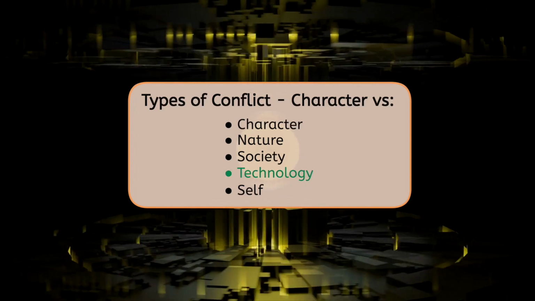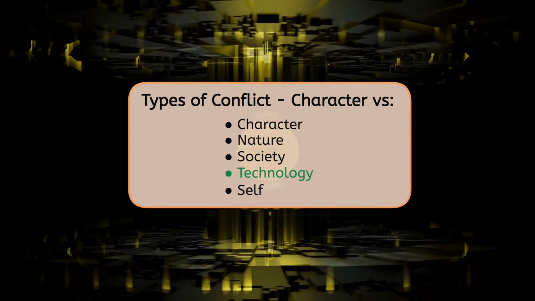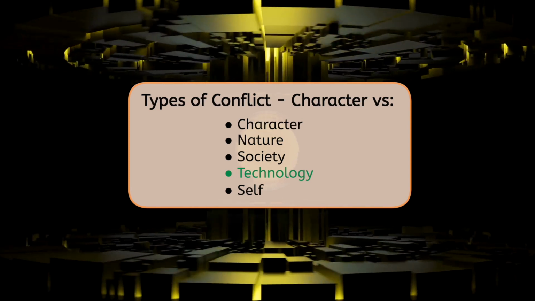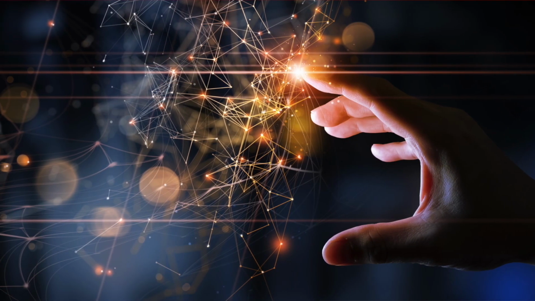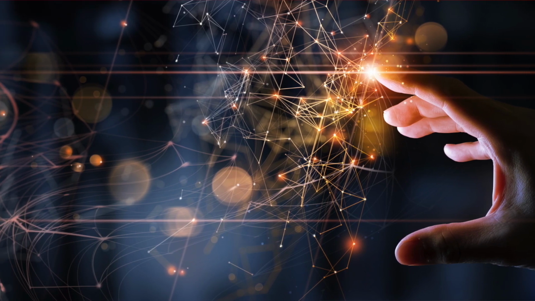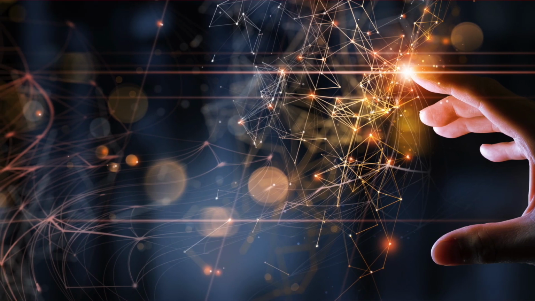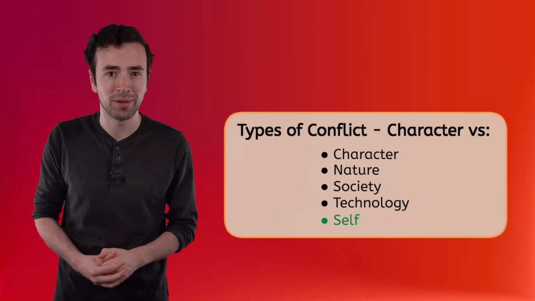Our protagonists are battling against a technological force, in this case, one of Magnus's inventions, to save the city from destruction. Often, stories with character versus technology conflicts want to teach us a lesson about how we use technology, and to be mindful of how it can impact our lives both positively and negatively. But what other type of conflict is going on here? What about character versus self?